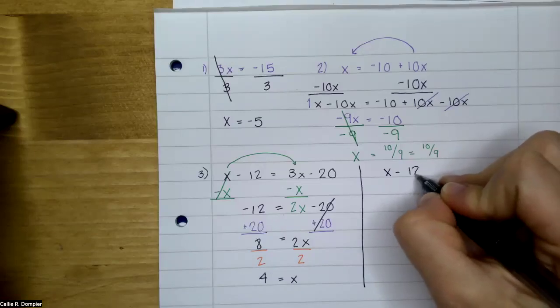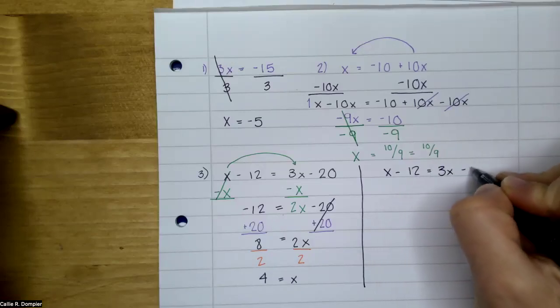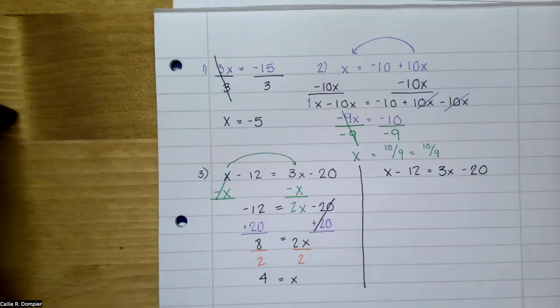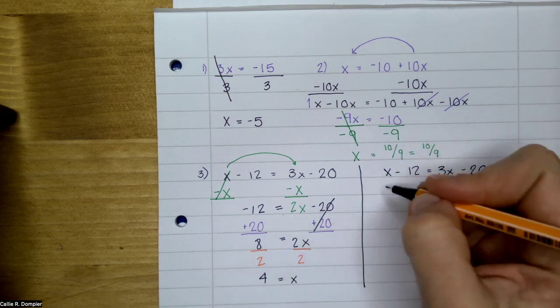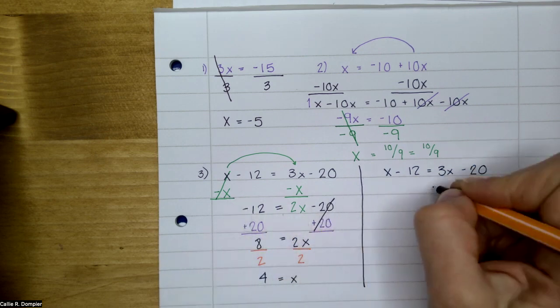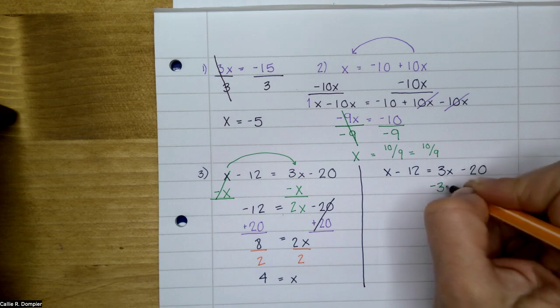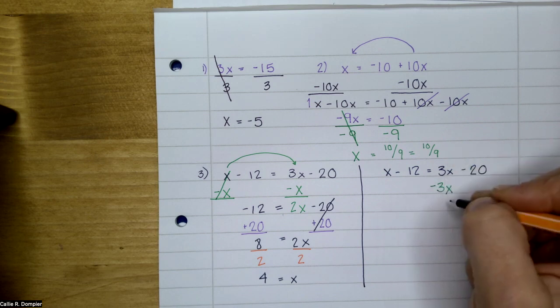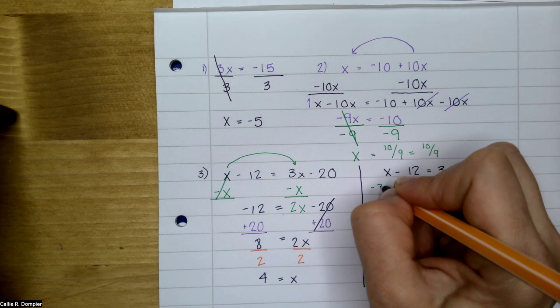I'll do it the other way too. x minus 12 equals 3x minus 20, just to show you that it doesn't matter which direction you move all of the x's to. So I want to move all of the x's to the left this time. Here we moved them to the right. Now I'm going to move them to the left. That's a positive 3x, so I'm going to do the opposite. I'm going to subtract 3x. Anything I do to the left, I have to do to the right.